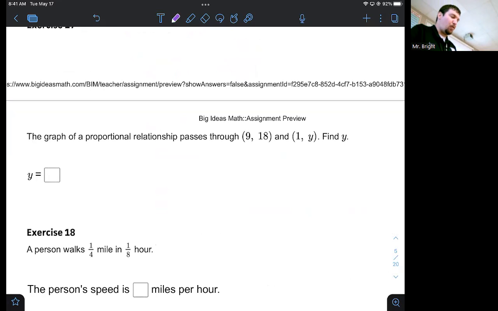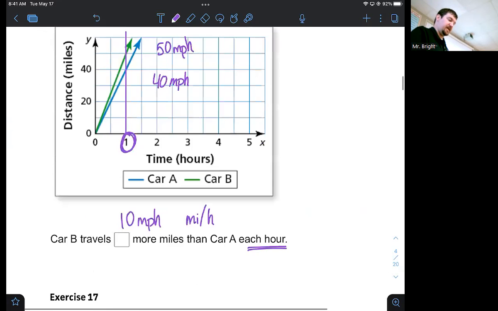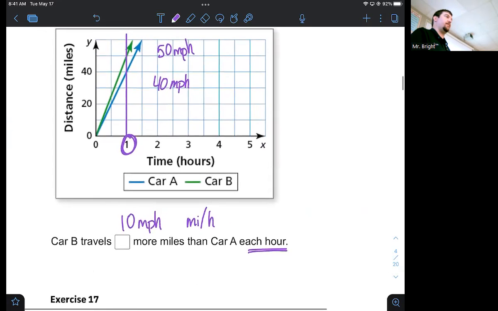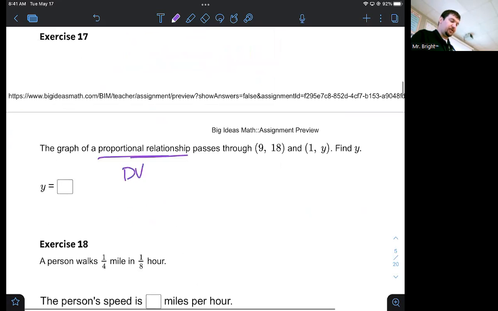Says the graph of a proportional relationship passes through (9, 18) and (1, y). Now, these are coordinate points. A proportional relationship is another way of saying a direct variation, which we just said looks like this. It's a line that goes through the origin. So I know that these 2 points are going to sit on the same line, and eventually that line would take you through the point (0, 0). So that's what I know.